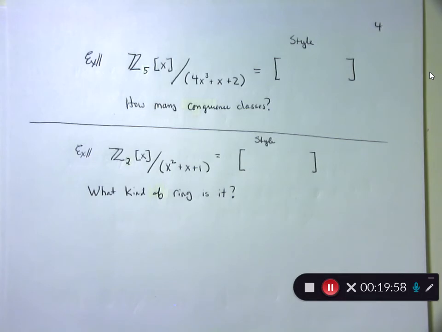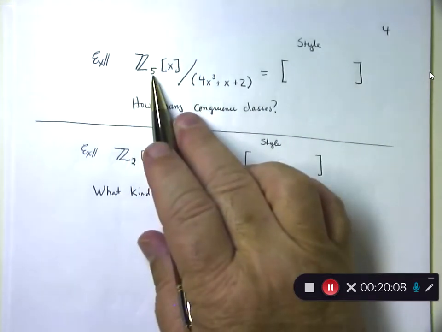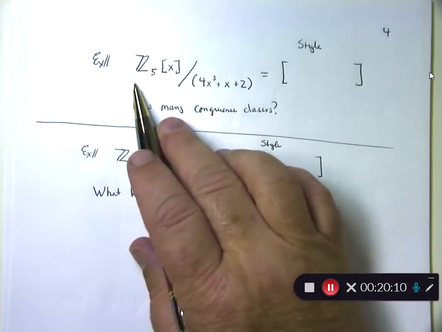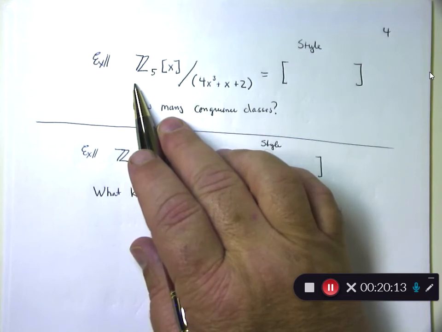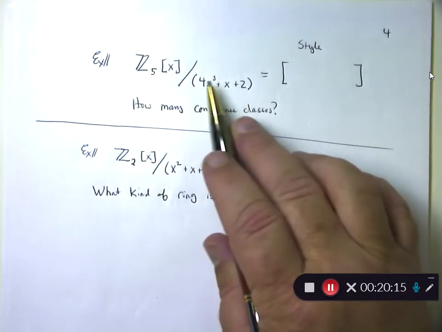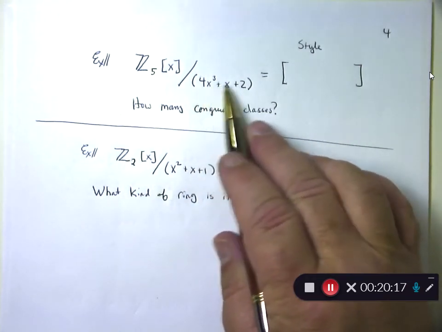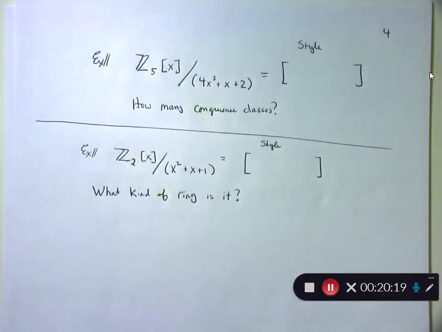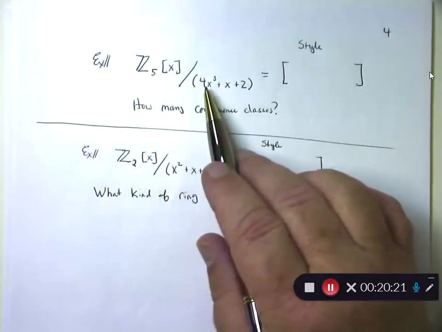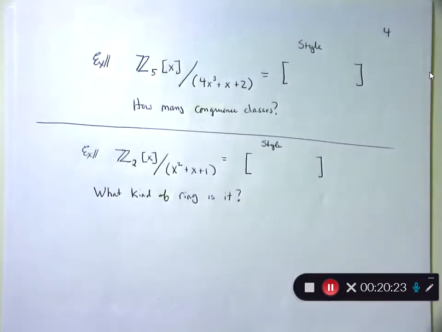I'm going to give you a congruence class. This first one is Z5 adjoint X modded out by 4X cubed plus X plus 2. Z5, 5's prime, so Z5 is a field, adjoint X. Remember in Z5, you're allowed to have only 0, 1, 2, 3, 4. You look at my coefficients: I got 4, I got a 1, and I got a 2. So all my coefficients come from Z5.